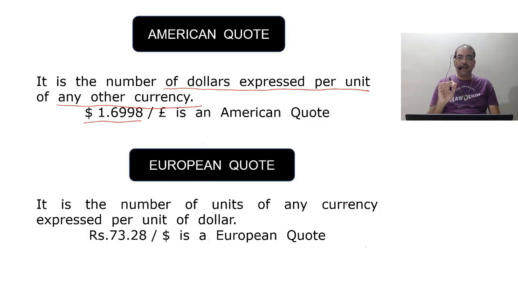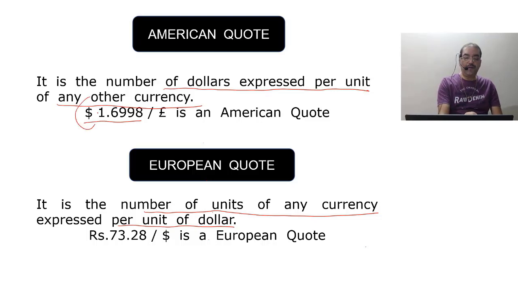Up till here it is clear. I'll first explain all the quotes, then I will tell you the standard format of writing a quote, what we are going to follow and what is required to be followed. Understood this? Number of units of any currency per unit of dollar: dollar is on the right hand side. In the American quote, dollar is on the left hand side; in the European quote, dollar is on the right hand side. Here it is per unit of any other currency. Here it is per unit of dollar.